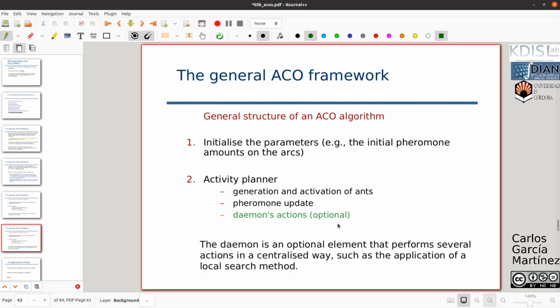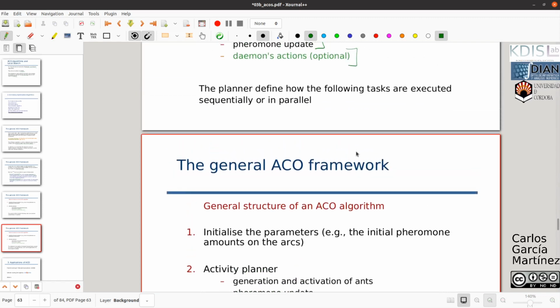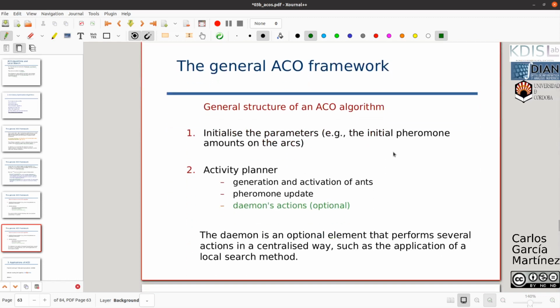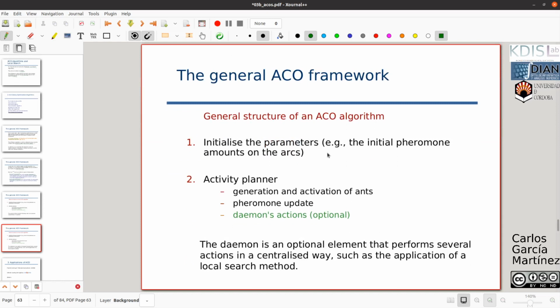Just in order to provide you with an example, let's suppose that you would like to address the NAP/SAP problem with ant colony optimization. So in that case, your solution would be something like this.